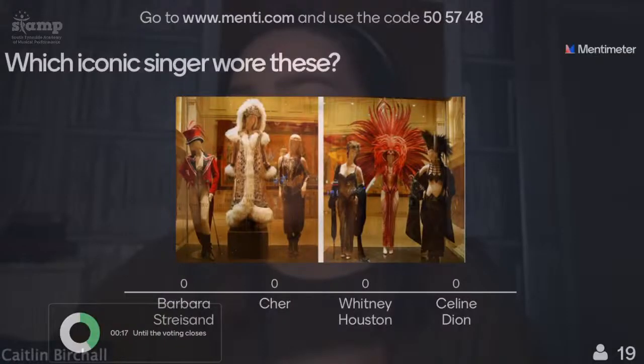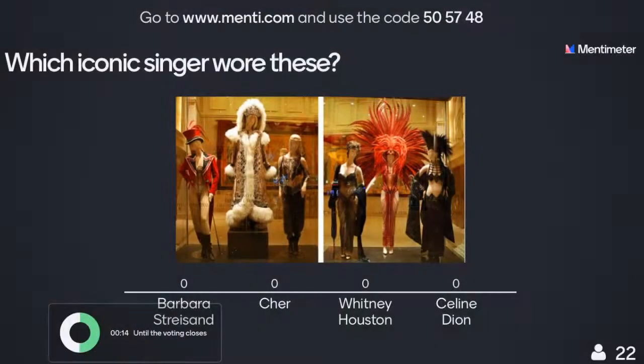Barbara Streisand is your first option. The second option is Cher. I'm not doing impressions for the other two. Whitney Houston or Celine Dion. So we've got Barbara Streisand, Cher, Whitney Houston or Celine Dion.